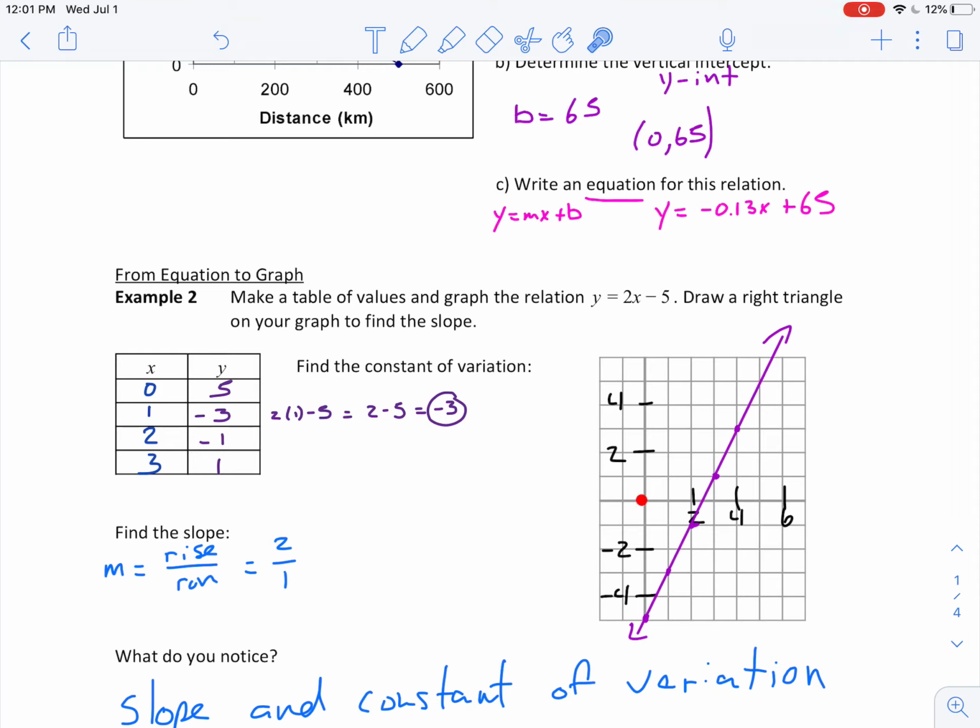So when x is 0, y is negative 5. When x is 1, negative 3. When x is 2, negative 1. And we can see how we create this line here.